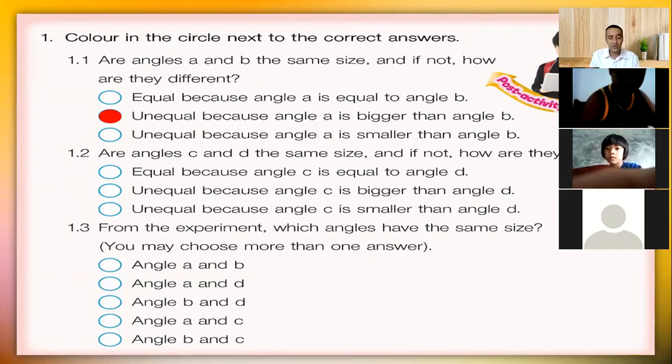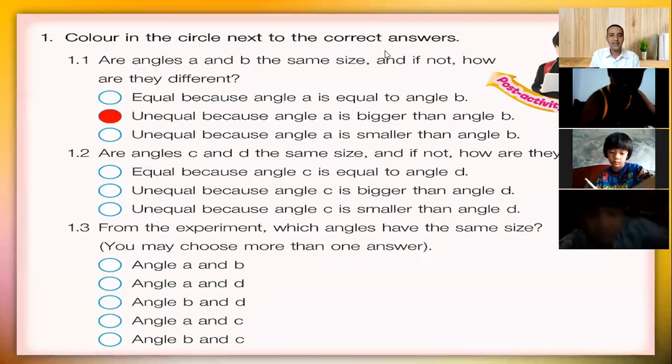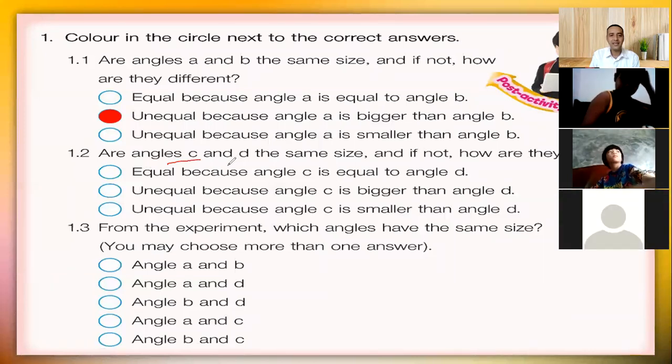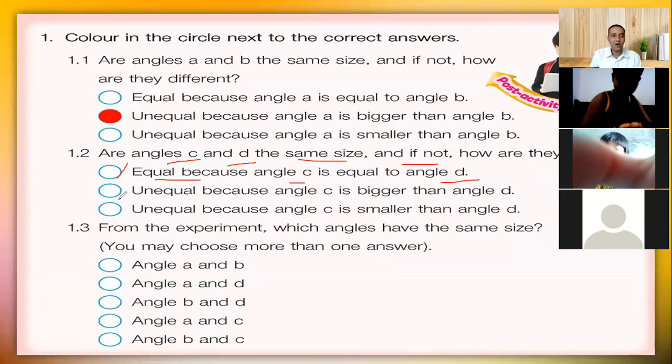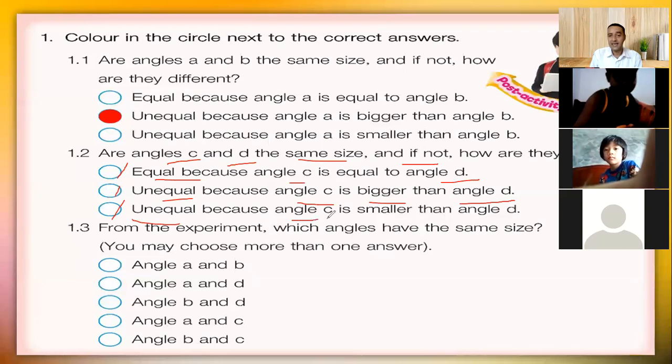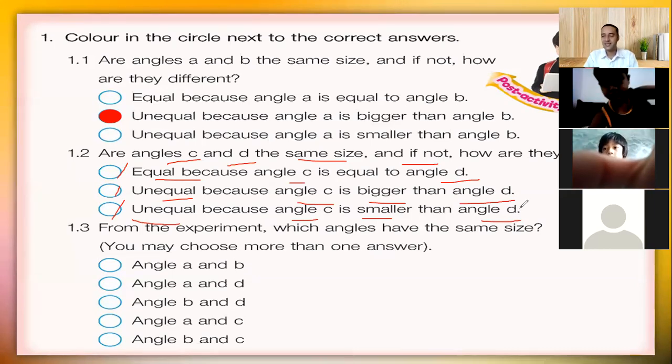Okay, now question number 2. Are angle C and D the same size? And if not, how are they different? Option number 1, equal because angle C is equal to angle D. Option number 2, unequal because angle C is bigger than angle D. Option number 3, unequal because angle C is smaller than angle D. So which one is the correct answer?